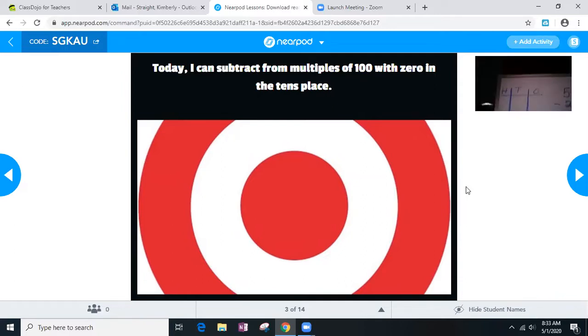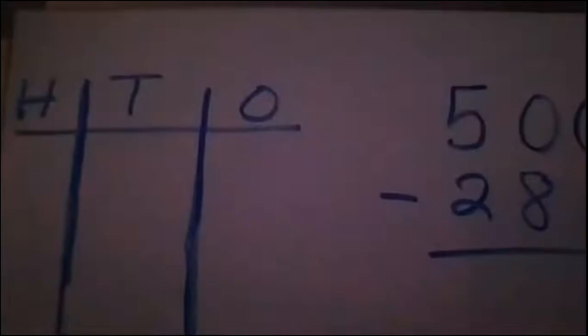So to get started, I am going to show you my dry erase board, and we are going to work through a problem together. So just pay attention, and then we will work on some problems together. I'll have you write them down. But the first problem is 500 take away 289.